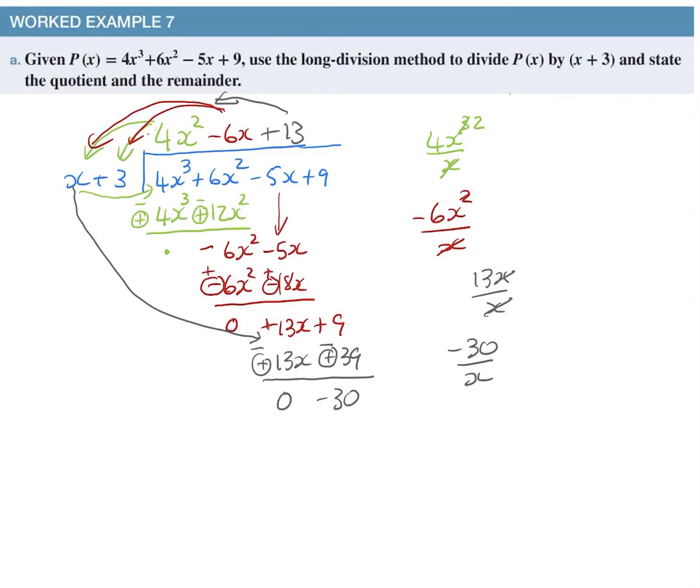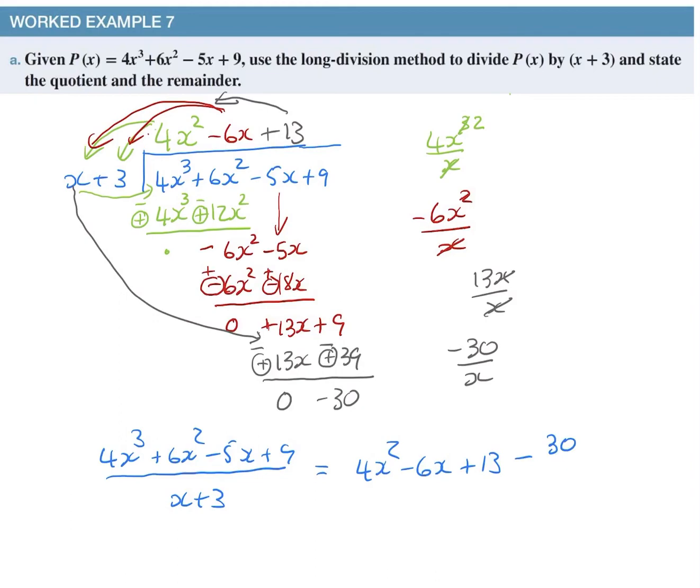Okay, so what is my answer? I can say that my final answer is: if I divide 4x cubed plus 6x squared minus 5x plus 9 by x plus 3, my answer will be 4x squared minus 6x plus 13 and a fraction, and that fraction is negative 30 over my divisor, which is x plus 3.